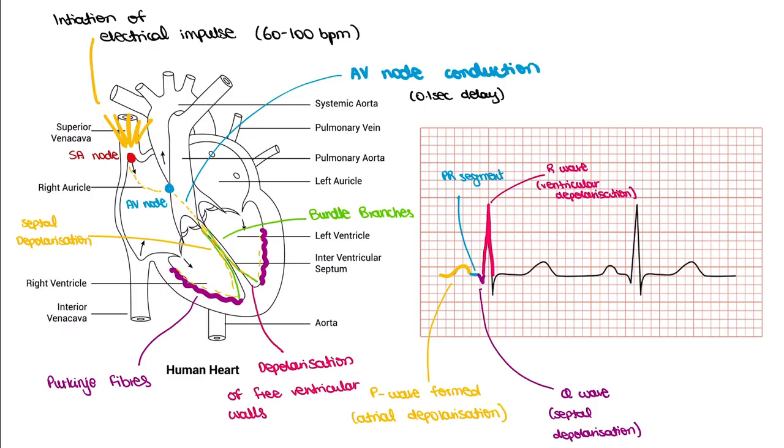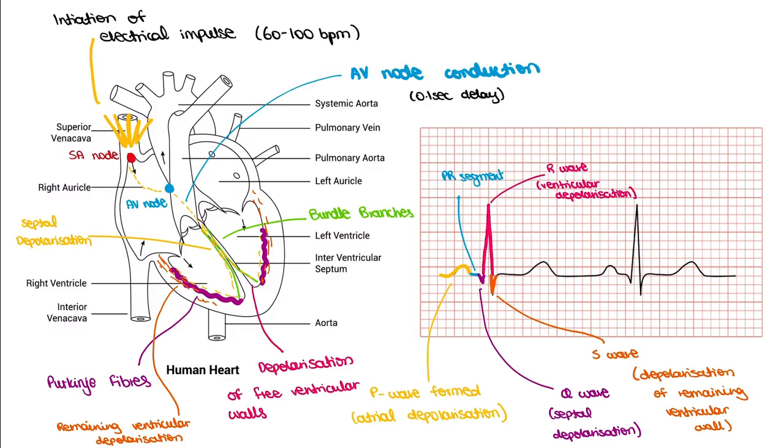Now, the next thing is your S wave, which is depolarization of the remaining ventricular wall. And this is near the base. So near the base is from the apex, but from the mid-myocardial outward in direction. So it produces that S wave.